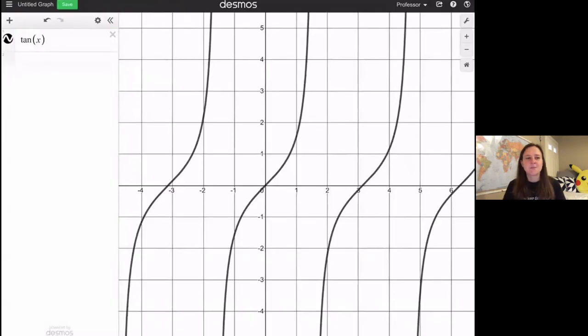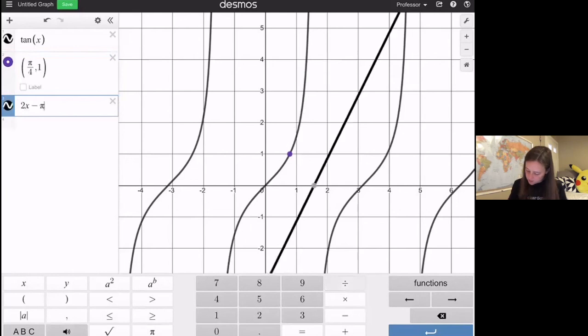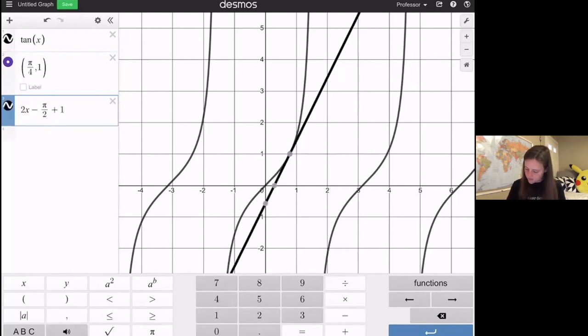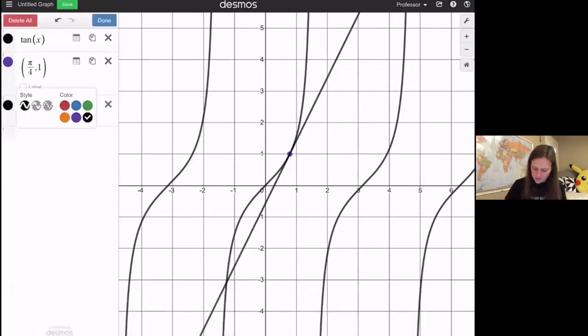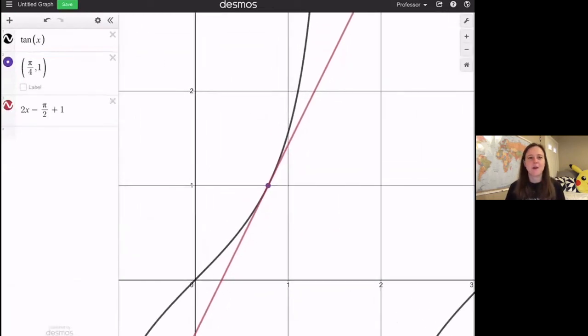All right, so here we are in Desmos looking at the tangent graph, and we were supposed to find the equation of the tangent line at x equals pi over 4. So I'm going to plot that point. We had pi over 4, and then we had found the y coordinate to be 1. And that looks perfect. That point looks like it's just there on the graph, so that's the point we hope our tangent line passes through. So we're going to have y equals 2x minus pi over 2 plus 1. All right, and that ended up in the same color. Let's see. Okay, there we are. Yeah, so our tangent line looks perfect there at pi over 4 comma 1.